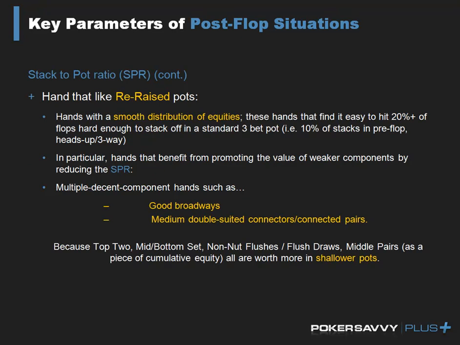Hands that like re-raise pots are first hands with a smooth distribution of equities. These are the hands that find it easy to hit significantly more flops hard. What the exact number should be in a pot with 10% of your stack in, 20, 25, 30, who knows. You're going to be wanting to stack off a good bit more than 10% of the time, and you're going to be wanting the ability to flop a wider range of stuff than top set or dry overpair.